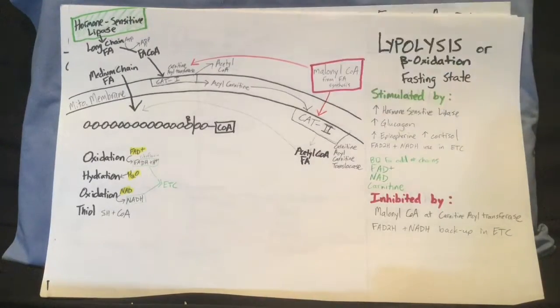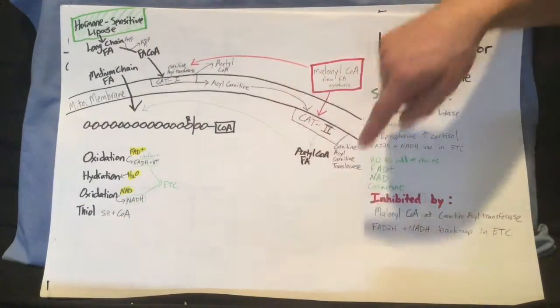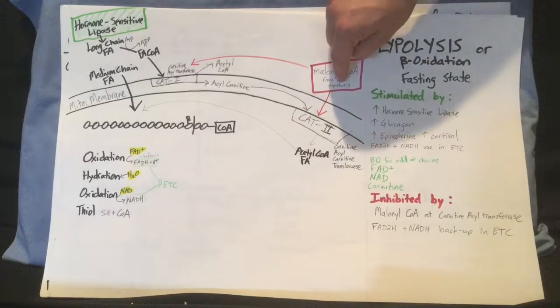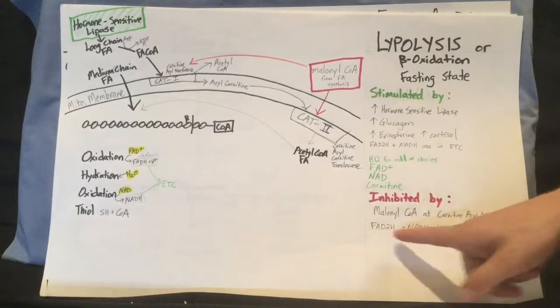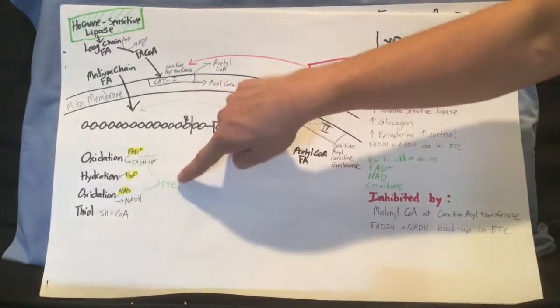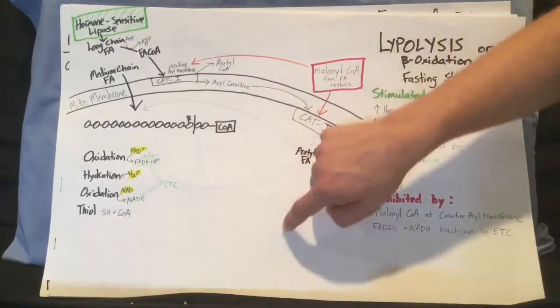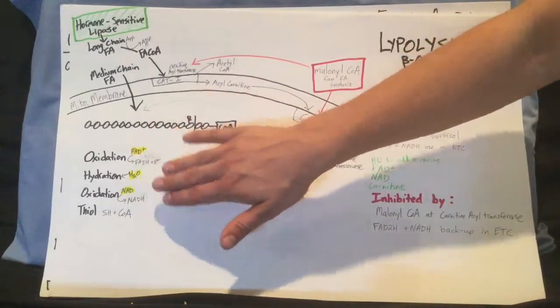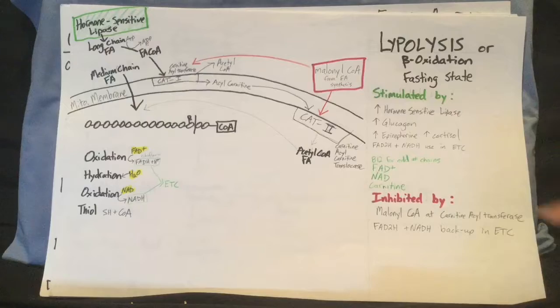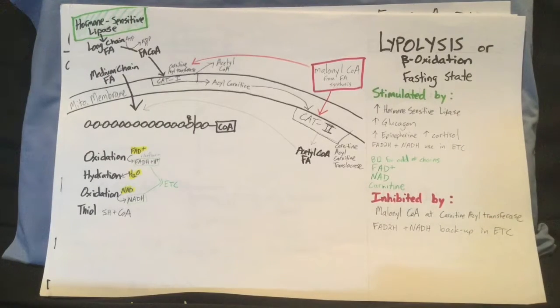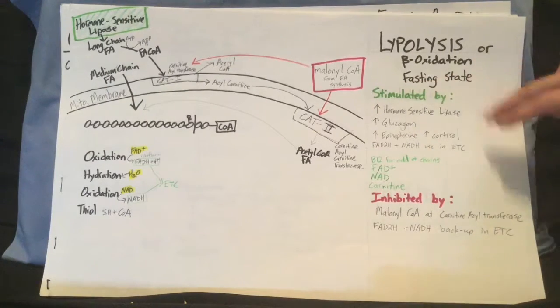So if we are doing that, we don't want to be breaking fatty acids down at the same time. So malonyl-CoA is going to be used in fatty acid synthesis, but also to block beta oxidation. Now, FADH2 and NADH right here, if they are not being used up in the electron transport chain, that will cause a backup, and they will also kind of stop this process from happening as efficiently. So that's what's going to inhibit it, and this is something in the fasting state that we want to be happening.